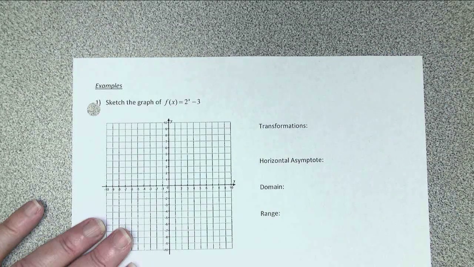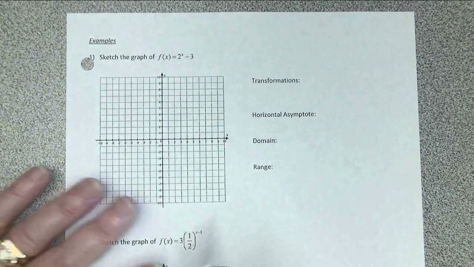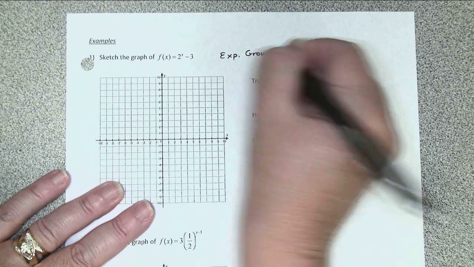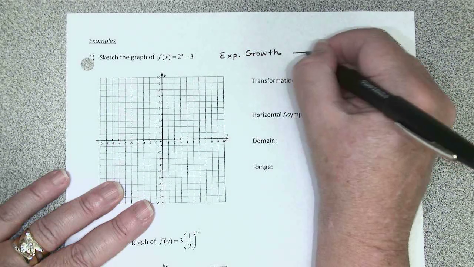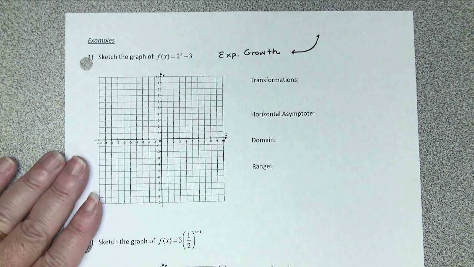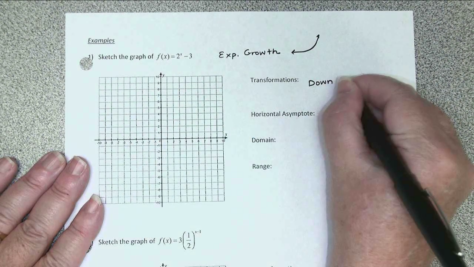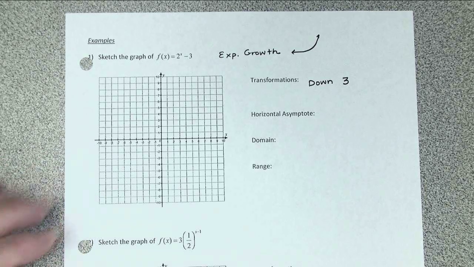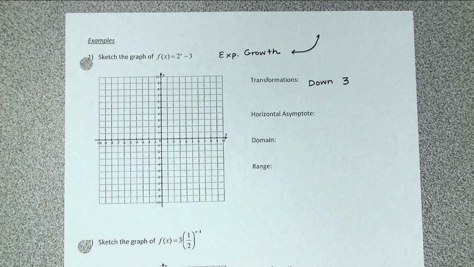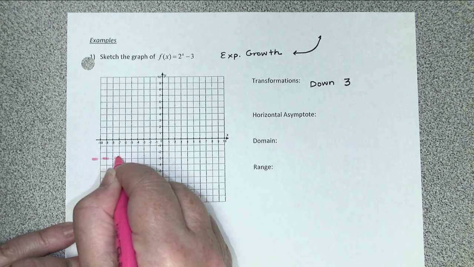So here are a few examples. 2 to the x we already graphed. We know what that looks like. It's exponential growth. And I'm just going to remind myself that's like this. As far as transformations, this has been moved down 3. That means when I take my horizontal asymptote, which is usually on the x-axis, I'm going to move that down 3 units. So my new horizontal asymptote is going to be down here.